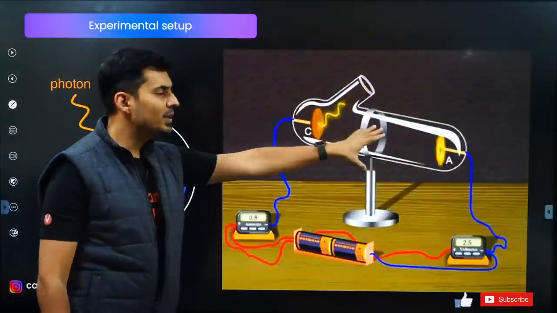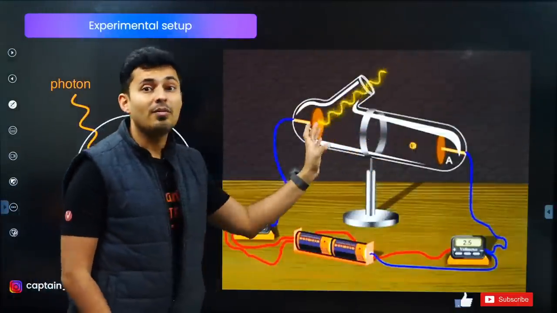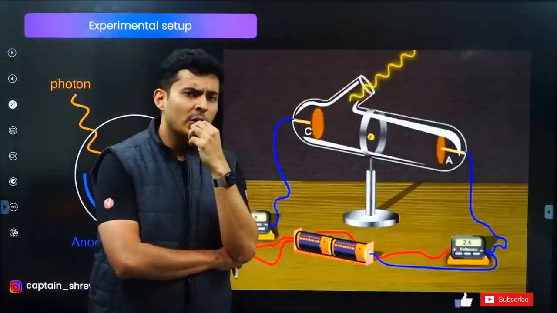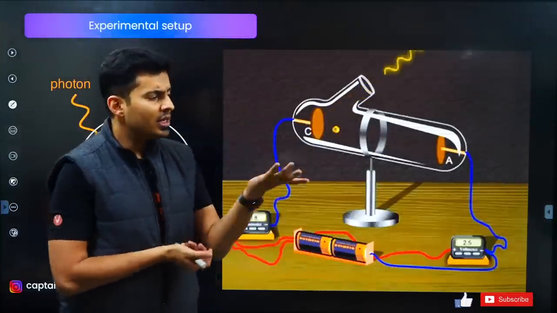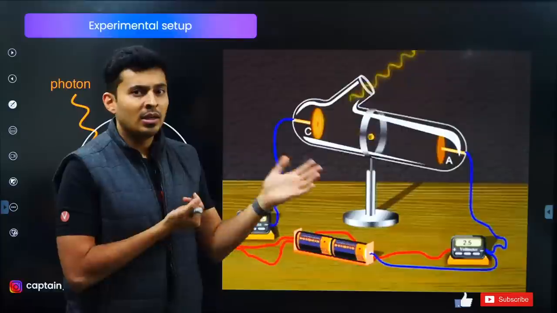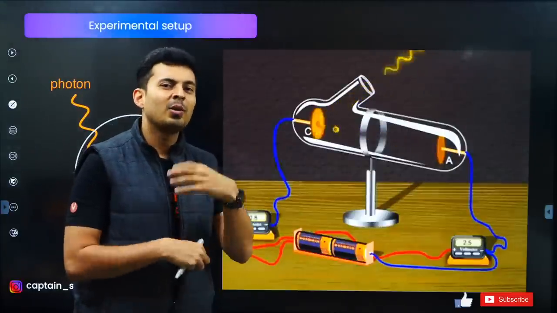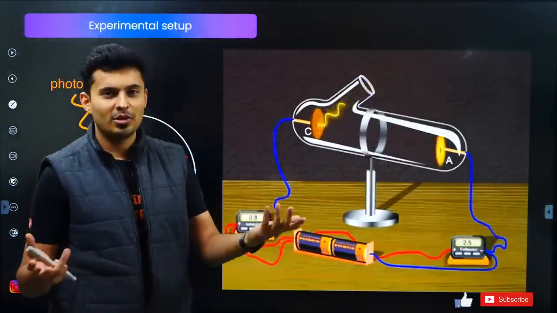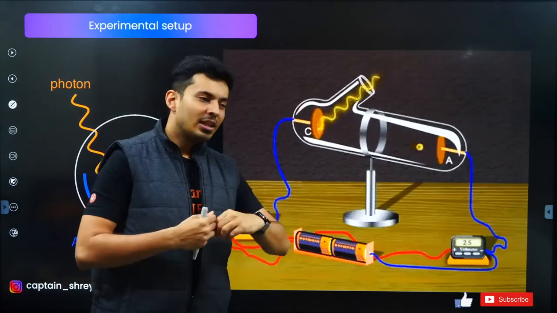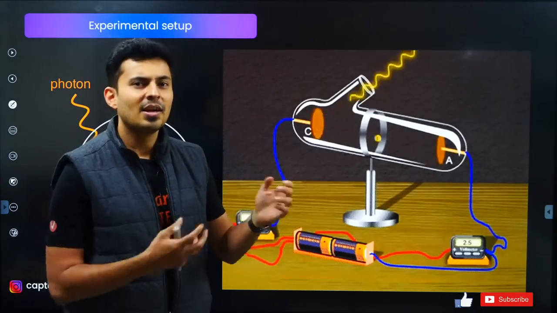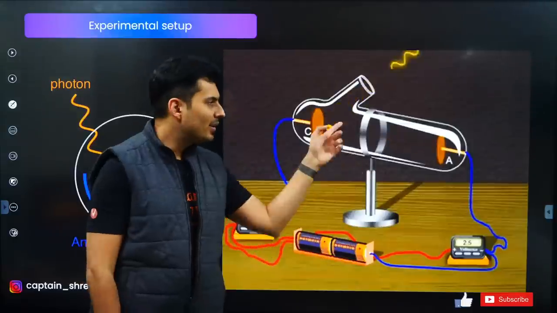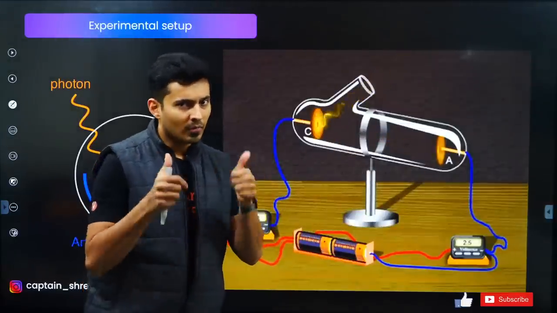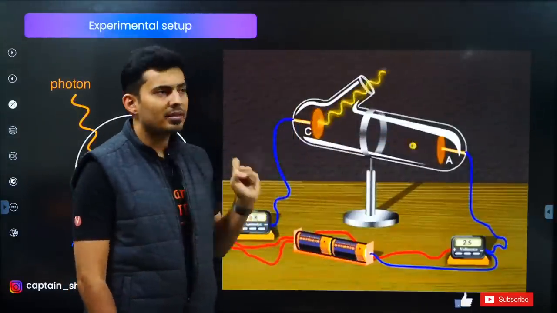In this setup, you have a tube. What do you have? A tube. It should be a vacuum tube. Why do you want a vacuum tube? Why not just take a surface and make light fall on it? The problem is when these electrons come out, they will collide with the air molecules, nitrogen, hydrogen, oxygen. And when they hit them, they might produce undesirable effects. So you don't want all that headache. So that's why you use a vacuum tube. Clear? Okay.